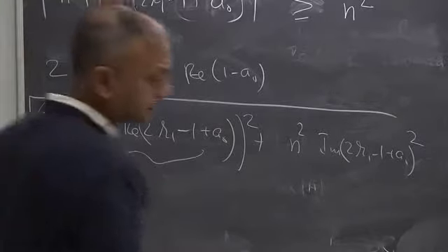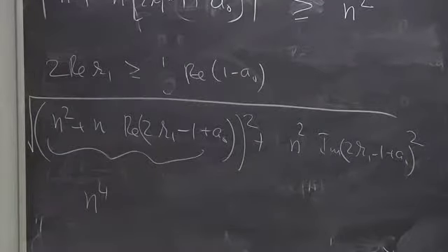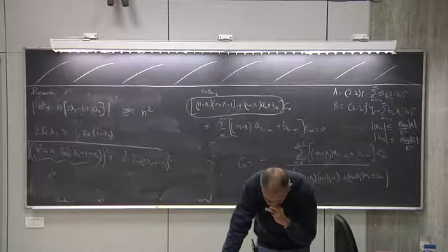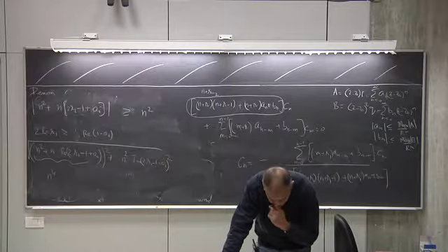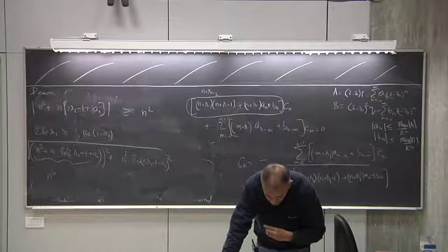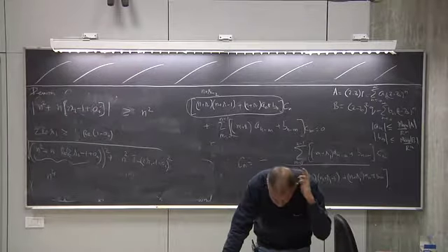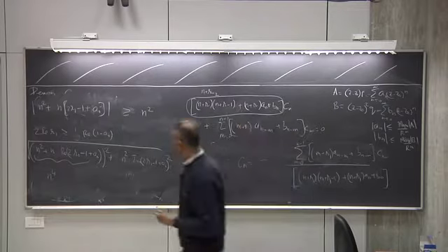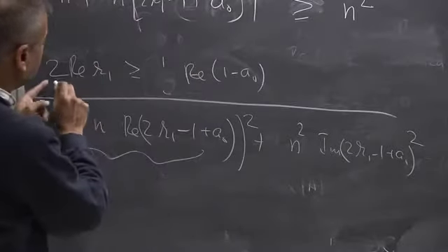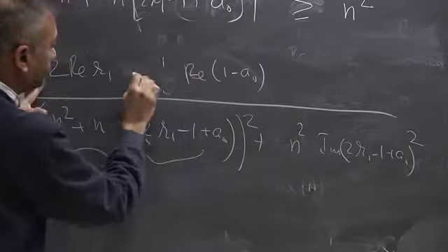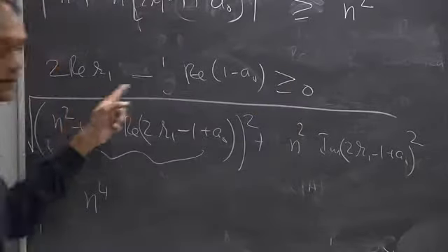Is that correct? Did I make a mistake? Just 1 second. Yes, this is correct, right? I think the sign is correct. So this is positive. Okay, I bring it to the other side, so this is greater than or equal to 0. That's what that equation says.